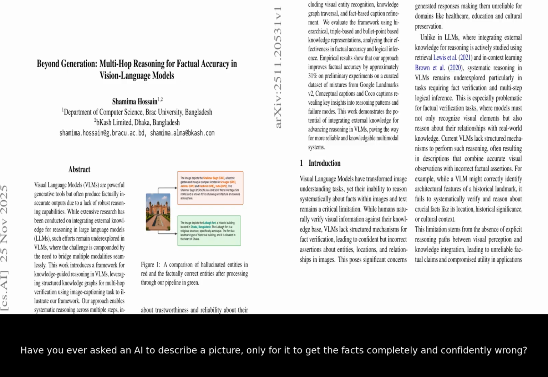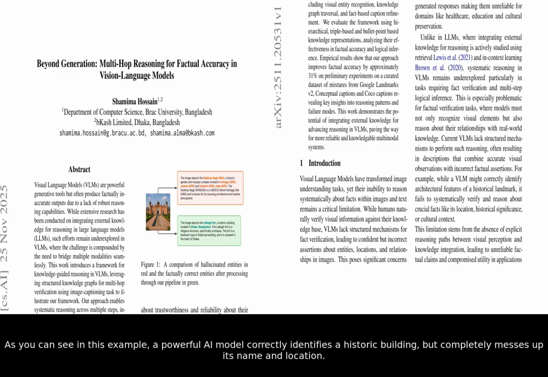Have you ever asked an AI to describe a picture only for it to get the facts completely and confidently wrong? This phenomenon, where AI models generate false information, is often called hallucination, and it's a huge problem. As you can see in this example, a powerful AI model correctly identifies a historic building, but completely messes up its name and location. This is a major roadblock for using these powerful tools in areas like education or historical preservation, where accuracy is critical.